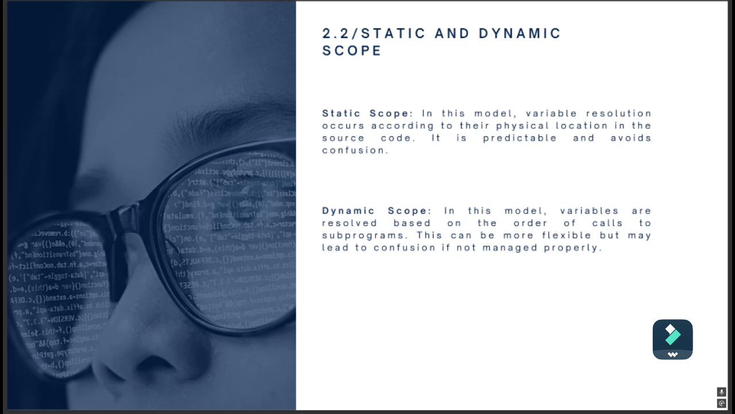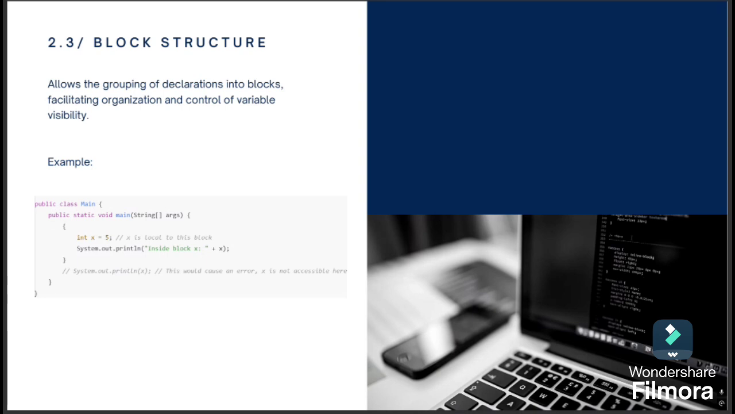Static and dynamic scope. Next, we explore static and dynamic scope, two models for variable resolution. Static scope: variables are resolved based on their location in the source code. This is predictable, avoids confusion, and enhances code reliability. Dynamic scope: variables are resolved according to the sequence of subprogram calls. While flexible, this can lead to errors if not managed carefully. Each scope model has its applications, but understanding this distinction is critical for preventing bugs.